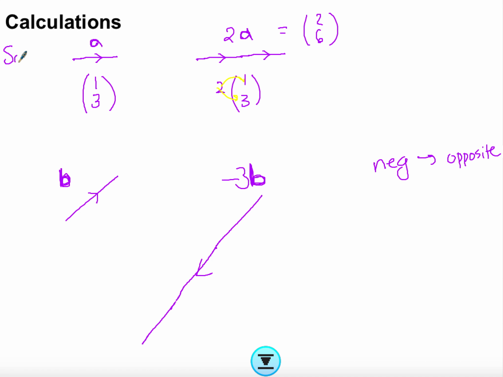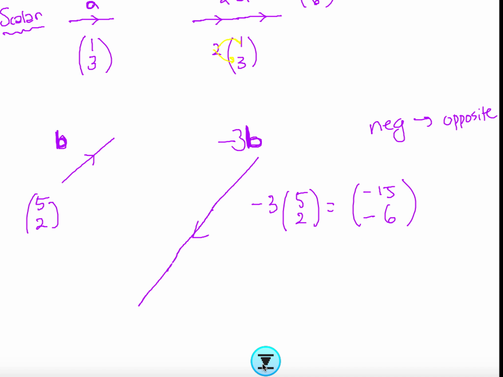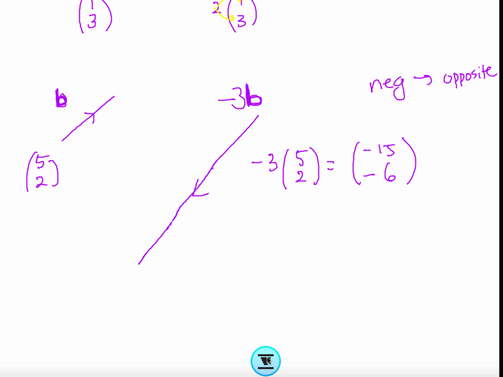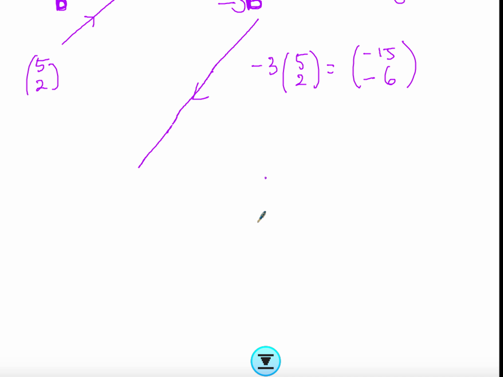So we are discussing scalar multiplication. So for example, if B was 5 and 2, and I'm multiplying it by negative 3, my new negative 3B will be negative 15 and negative 6. So in general, a negative multiplied by our vector will move it in the opposite direction. But this is what we call scalar multiplication. You're multiplying by a number.